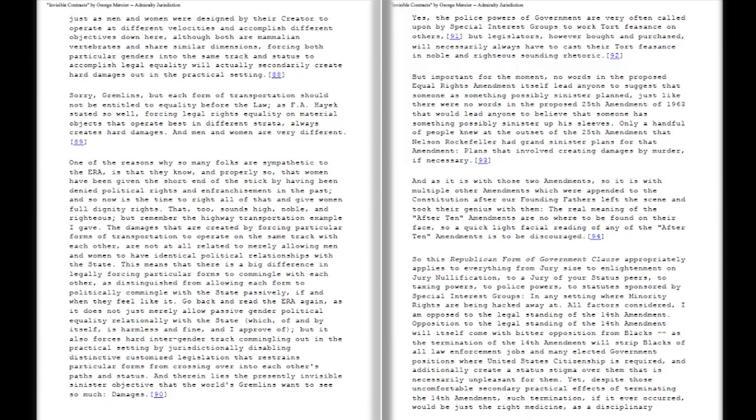93. And as it is with those two amendments, so it is with multiple other amendments which were appended to the Constitution after our founding fathers left the scene and took their genius with them. The real meaning of the after-10 amendments are nowhere to be found on their face, so a quick light facial reading of any of the after-10 amendments is to be discouraged.